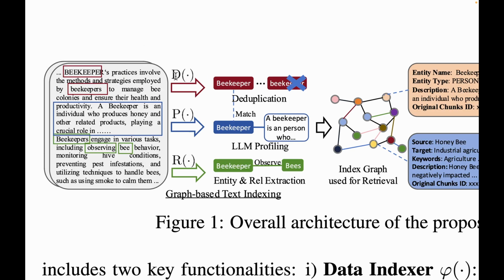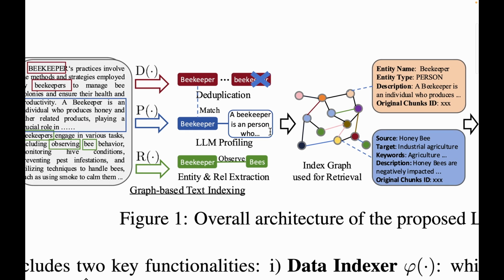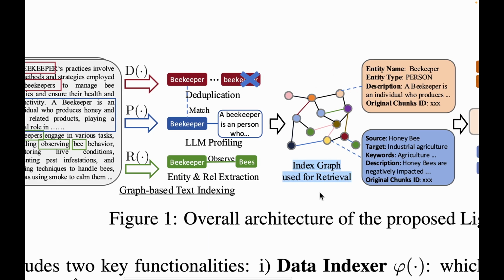The third step is deduplication, which is represented by the D here. Because we will have multiple chunks in the database, and because all of them are going to talk about beekeeper and bees and honey, we might have the beekeeper entity extracted multiple times. So the deduplication step makes sure we just have one and it's going to eliminate the rest of it. And once these three steps are over, it is going to give us a graph which represents the index graph used for retrieval. So this graph is going to be used whenever we want to retrieve any information based on the user's query.